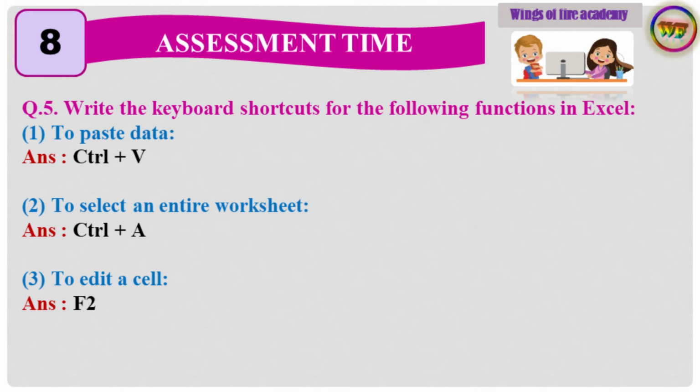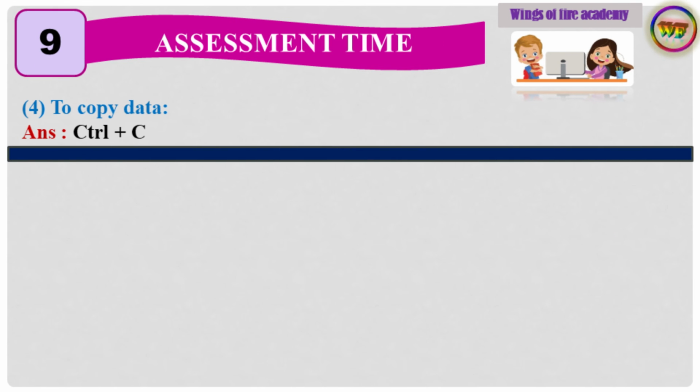Question 5. Write the keyboard shortcuts for the following functions in Excel. 1. To paste data. Answer. Control plus V. 2. To select an entire worksheet. Answer. Control plus A. 3. To edit a cell. Answer. F2. 4. To copy data. Answer. Control plus C.